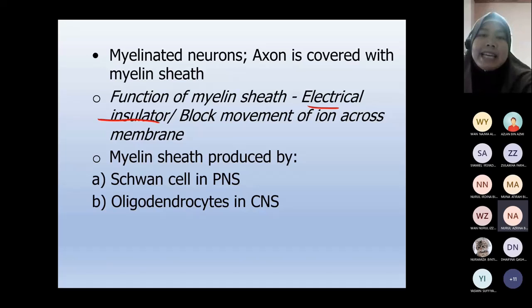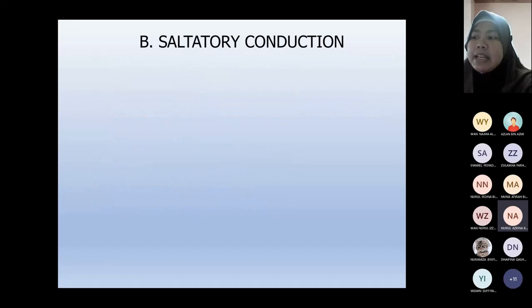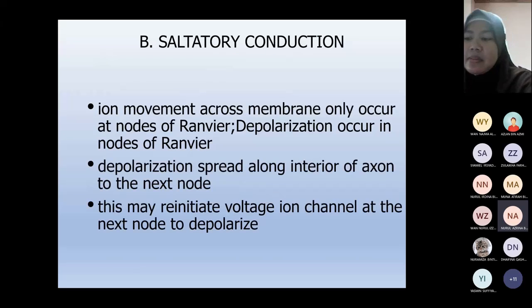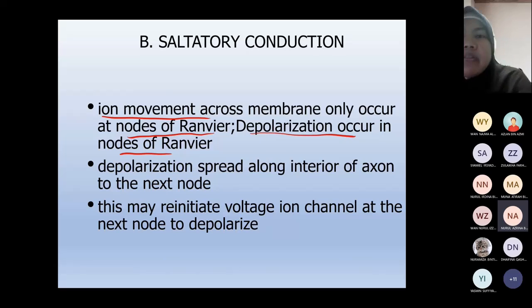Okay, so myelin sheath acts as an insulator, electrical insulator. So it blocks movement of ion. Okay, right. So what happened during saltatory conduction? Okay, ion movement across membrane only occurs at the nodes of Ranvier. So remember, ion movement only occurs at the nodes of Ranvier because that is the uncovered part of the axon. So the uncovered part of the axon is in contact with the extracellular fluid, right, which allows movement of ions. So depolarization occurs at the nodes of Ranvier, only at the nodes of Ranvier.